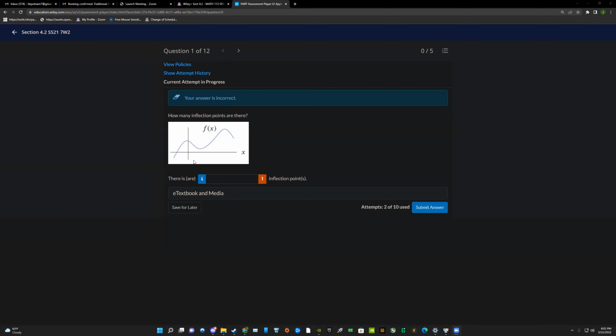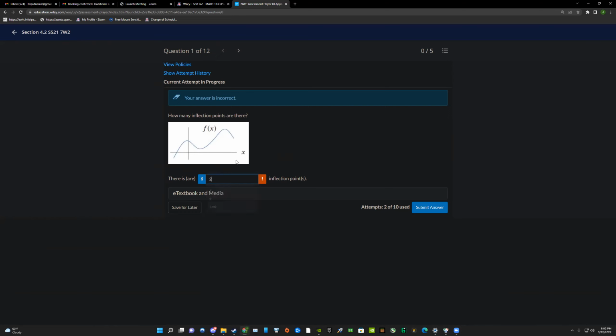Concave down to concave up. And you probably saw in your class where maybe you're holding your hand down, you're holding your hand up. So there's concave down, concave up. That only happens once here. So to me, there's an inflection point.